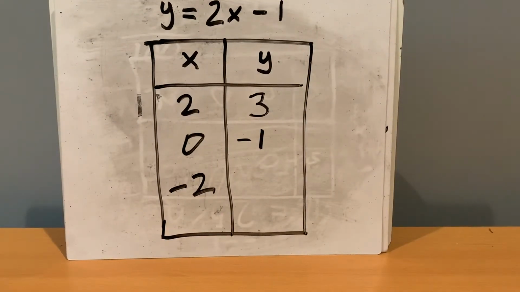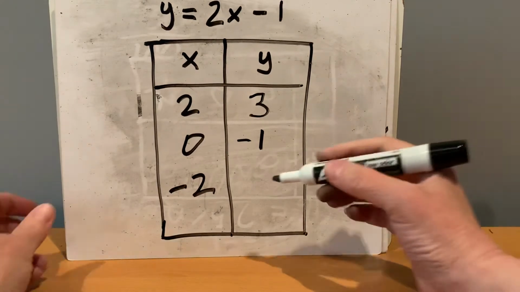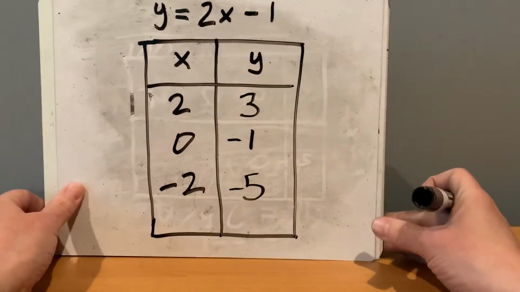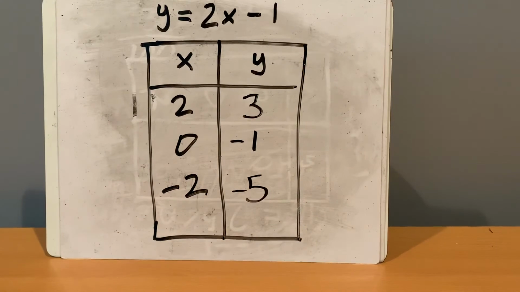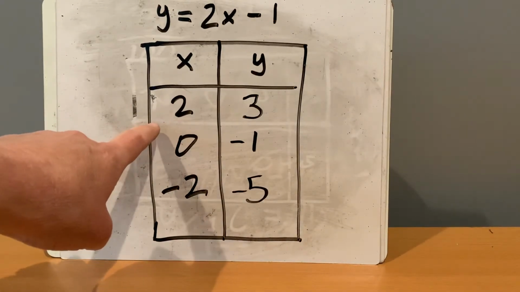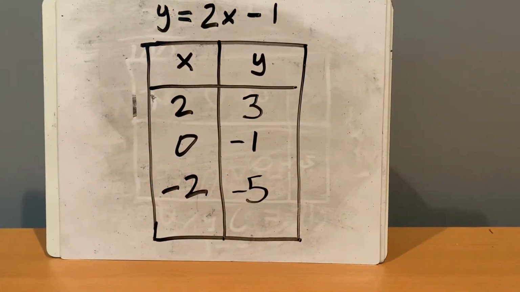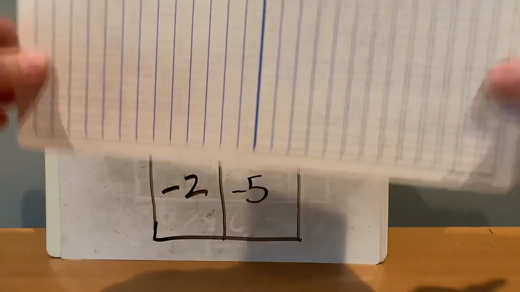And then when we put -2 in, we have 2 times -2 minus 1. So 2 times -2 is -4, and -4 minus 1 is -5. So when we fill out our x y chart, we have pairs of 2 and 3, 0 and -1, -2 and -5. Let's go ahead and graph those.